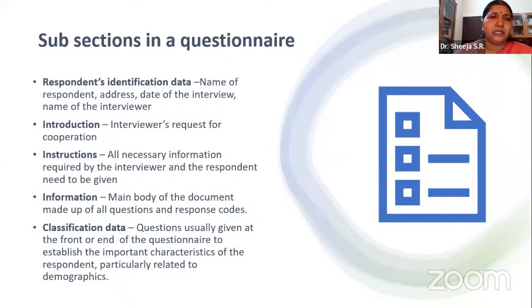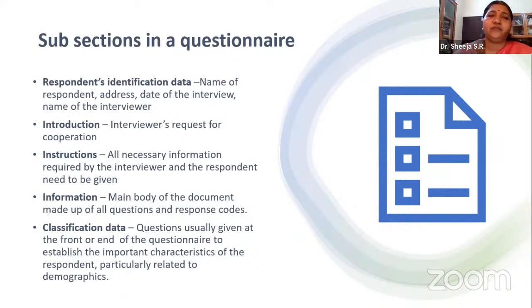Then introduction, that is the first portion. In the introduction, the interviewer, or the investigator, or the researcher can make a request to the respondent for cooperation, for seeking necessary help. Then instructions can be given. So all necessary information required by the interviewer and the respondent needs to be given. These are the necessary instructions that the researcher has to give to the respondent as well as the field investigator.